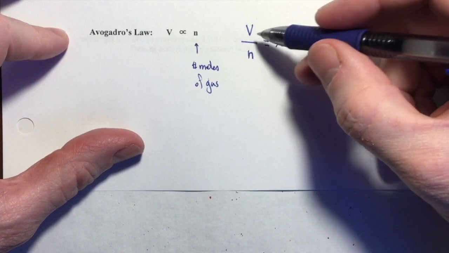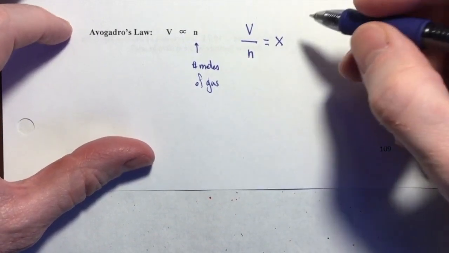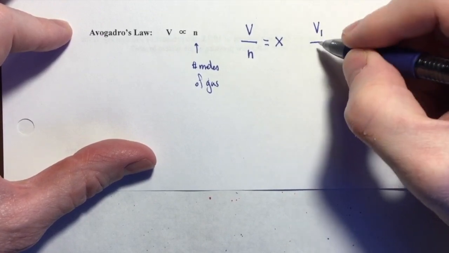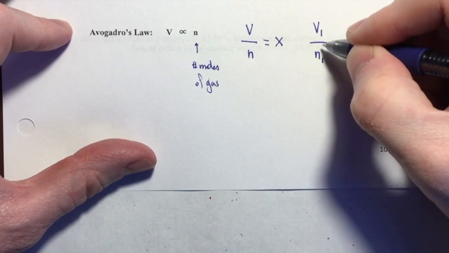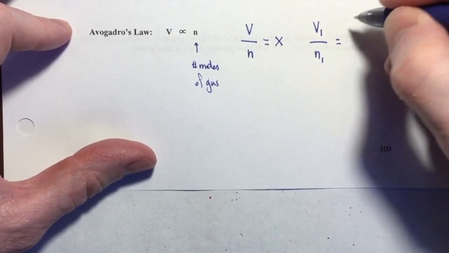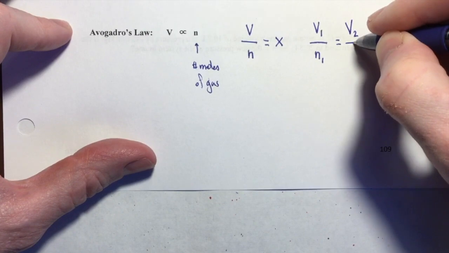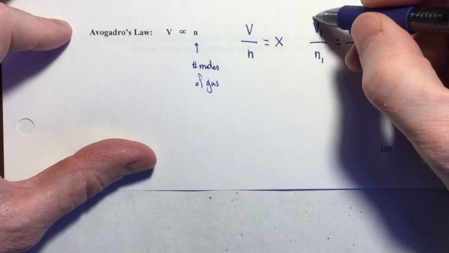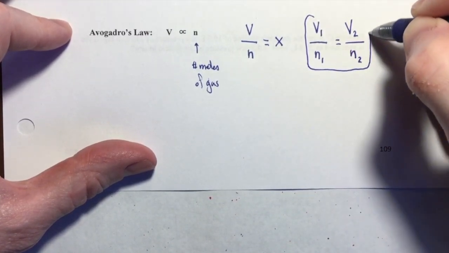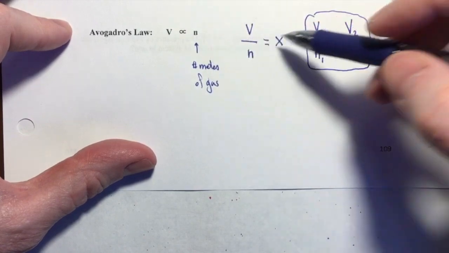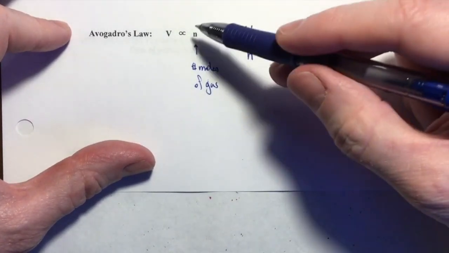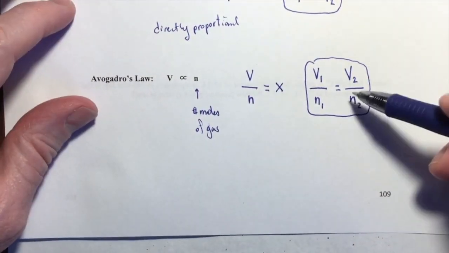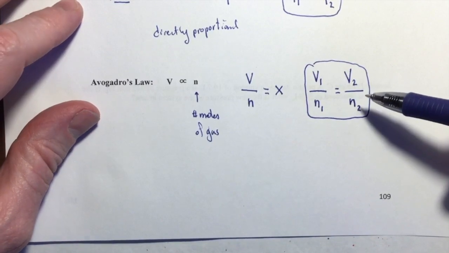And again, the more common way that we will encounter this relationship is when we have a change of gas properties. So the initial volume divided by the initial number of moles of gas equals the final volume of the gas divided by the final number of moles of the gas. So again, any of these mathematical representations are valid representations of Avogadro's law, but this is the one that we will encounter probably most for our purposes.